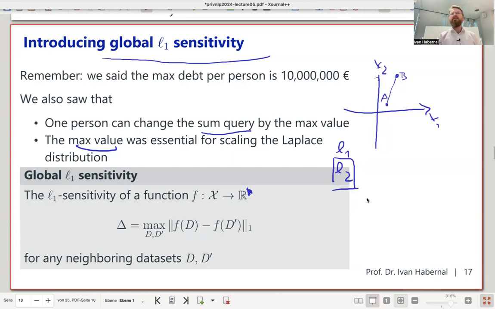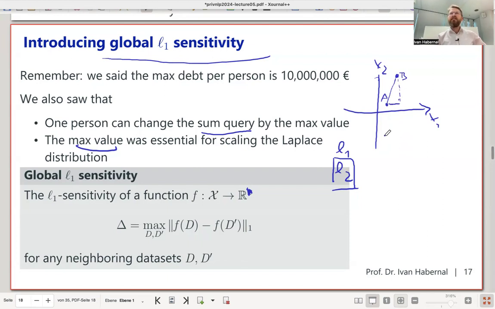What is the L1? What could be the L1? Have you heard of Manhattan distance? What is Manhattan distance? Okay, you need to relearn it. It basically is the sum of the distances on each axis.